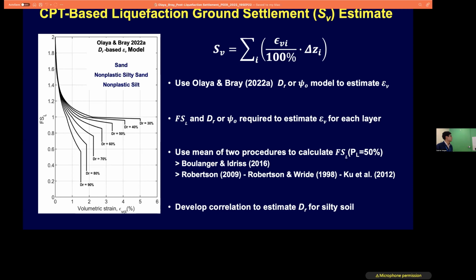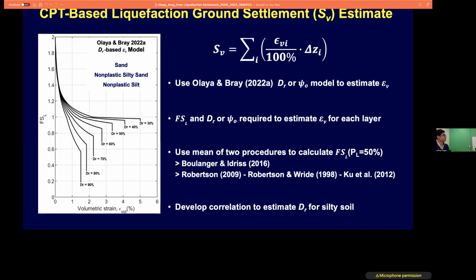Just to show you how our relationships look, this is our relative density model in terms of volumetric strain versus the factor of safety against liquefaction for non-plastic soils. It's similar to the Ishihara one, but has some important updates. You need an estimate of the factor of safety against liquefaction. We're trying to be mean-centered with this model, so we recommend using factors of safety against liquefaction that are consistent with a probability of liquefaction of 50%.